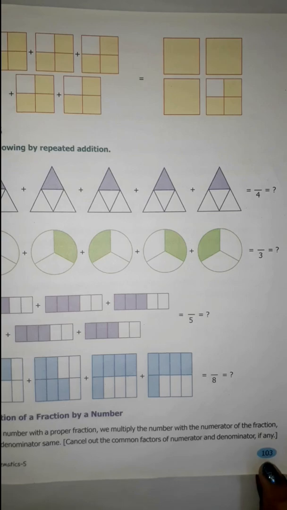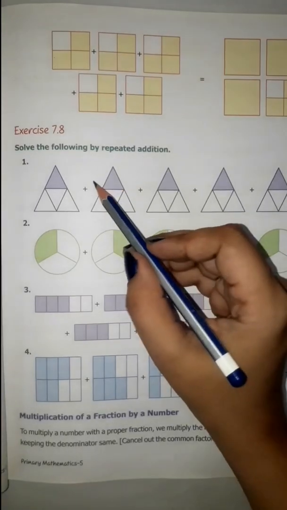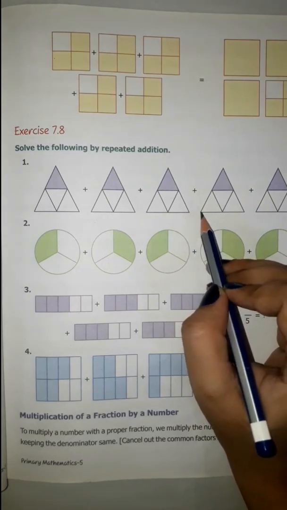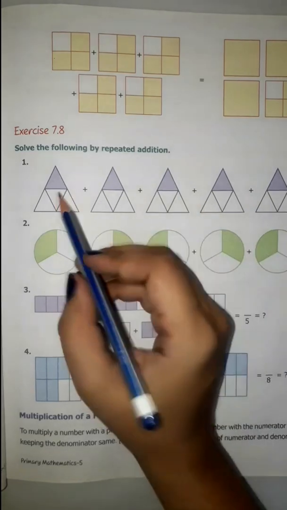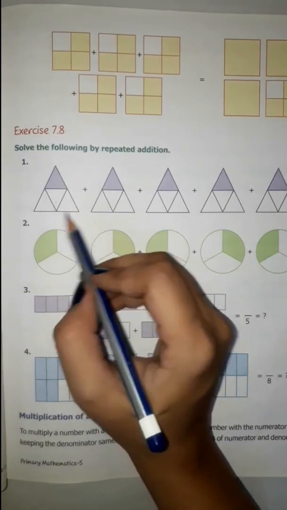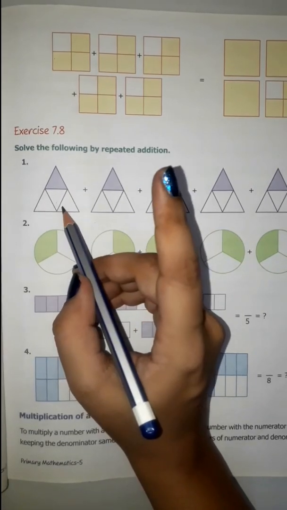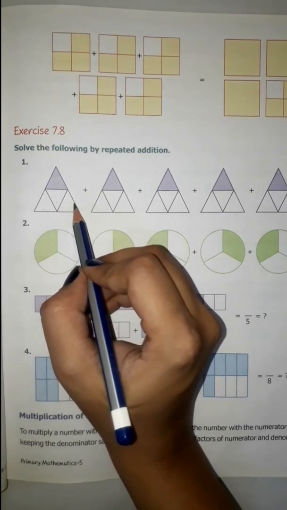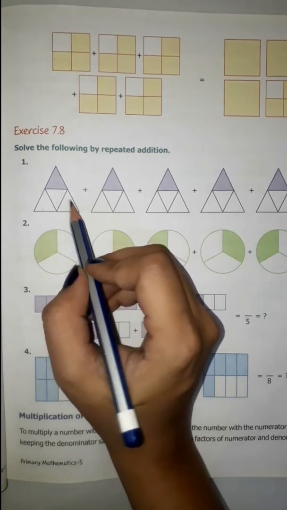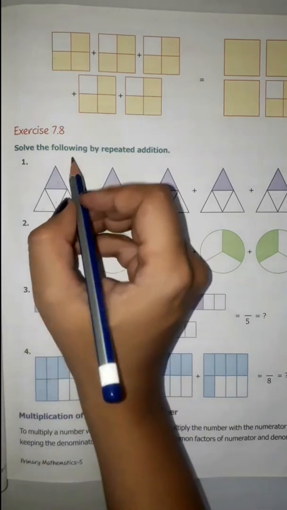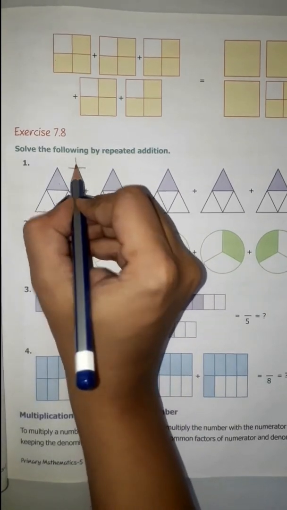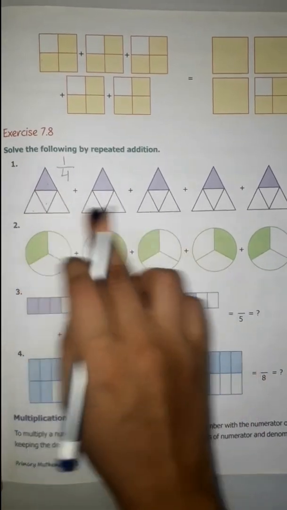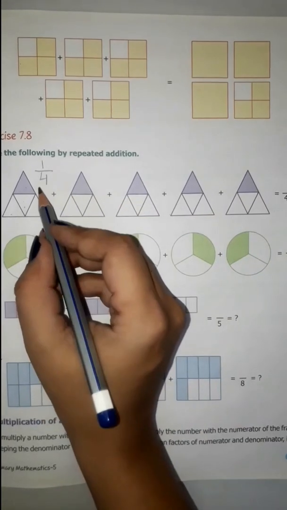Now children, open page 103, Exercise 7.8. In this you have to add the figures, but by doing multiplication. So how can you do it? First of all, observe the figure and write the fraction of one figure. This triangle has 4 equal parts. If I ask what is the fraction of the shaded part, we can write 4 are the total parts and 1 is shaded. And the fraction of the shaded part is the same for all the figures. So we can write this as 1 by 4.